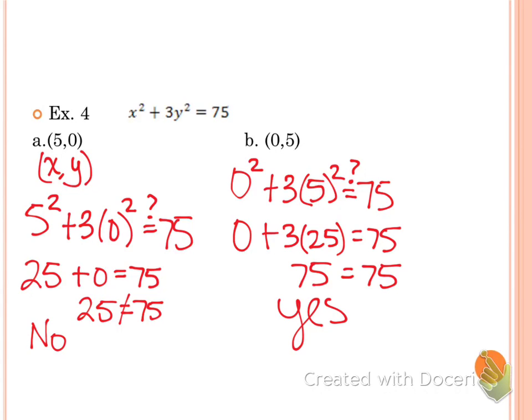Questions before we go on? This 25? 5 squared. 5 times 5 is 25.